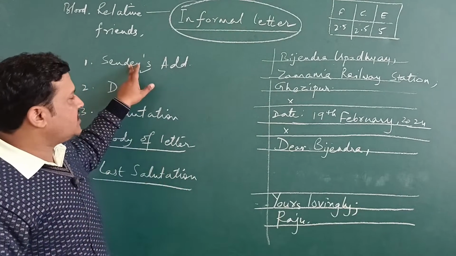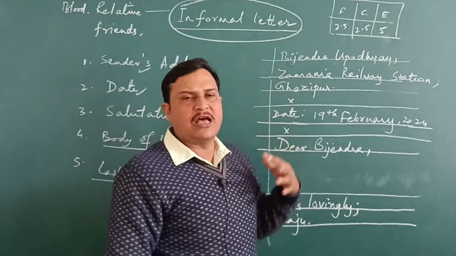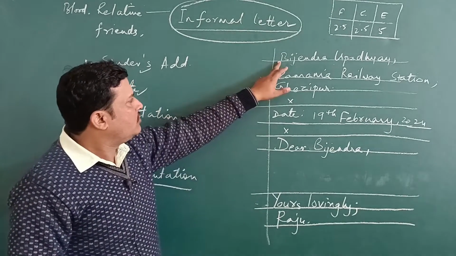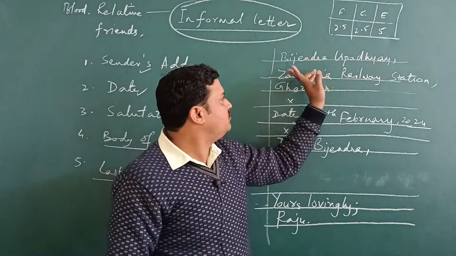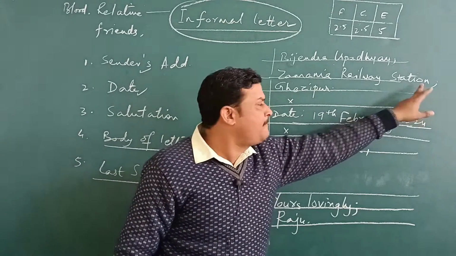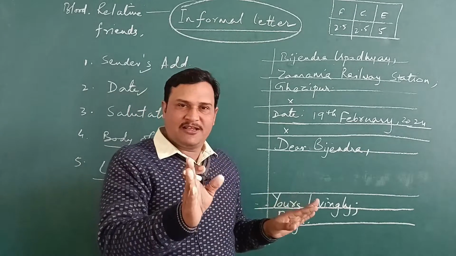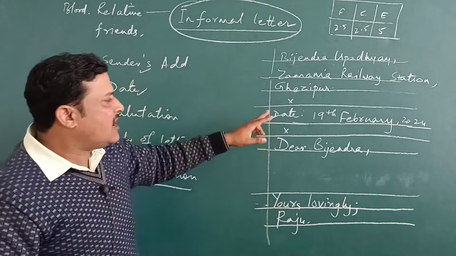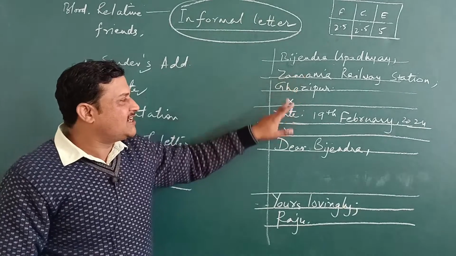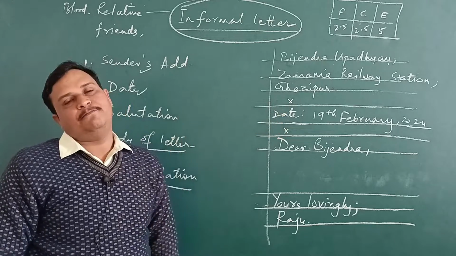See, the address, here you are going to write it. Suppose I am going to write a letter to my friend Raju. So here, Bijendra Upadhyaya, separated with a comma, Zavania railway station, comma, Ghazipur, full stop. I have already told you in the formal letter how to mention the address. Then the second point, we have to write the date. Between the date and the address there should be a one line gap. It is very compulsory to maintain the one line gap.